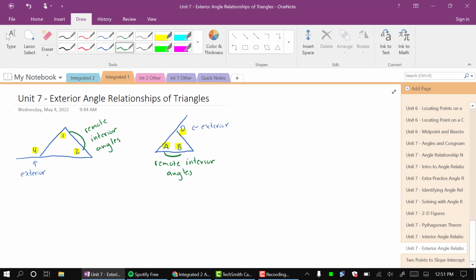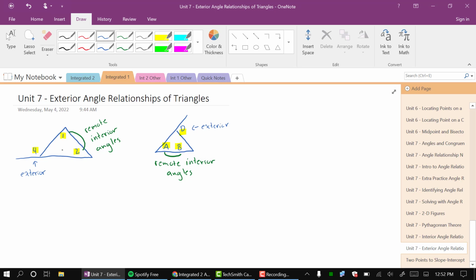And think remote, like remote control. You're not sitting there touching the TV, you're using a remote control to operate the TV. The TV is away from you, that's why you're using a remote. These angles are away from our exterior angle. These two angles are away from our exterior angle. They're not touching each other. This would be an adjacent angle to our exterior angle.